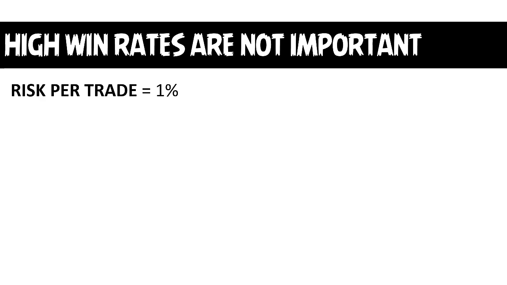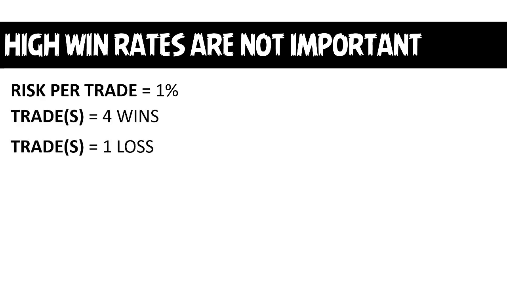So for simplicity's sake, let's say you took 5 trading positions using this trend following Forex trading strategy. 4 of them were winning trades and 1 of them turned out to be a loss. With 4 wins and 1 loss, your win rate is going to be about 80%. And in Forex trading, that is a ridiculously high win rate percentage.